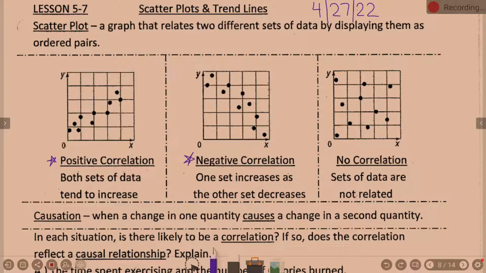And then, if all else fails, third option. What do you notice about these dots here? They're all over. They're not going up in a line. They're not going down in a line. They're just all over. That's the example where there's not really a relationship between the two sets of data.